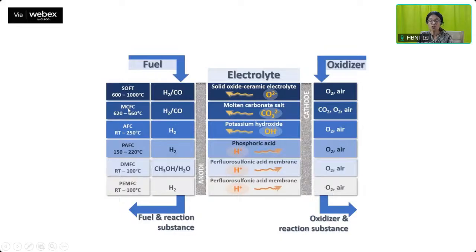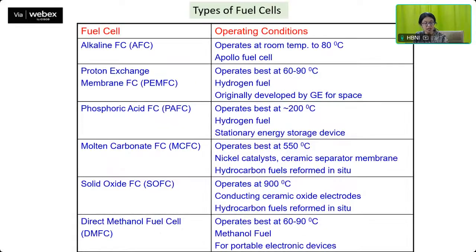In case of MCFC, or molten carbonate salt, good research is going on, and in this case you can see the temperature is around 600 degrees centigrade, whereas SOFC, or solid oxide ceramic electrolyte, in this particular cell the temperature is going to be around 1000 degrees centigrade. Okay, so this is how it is given. The direct methanol fuel cell, as you can see, operates best at 60 to 90 degrees.